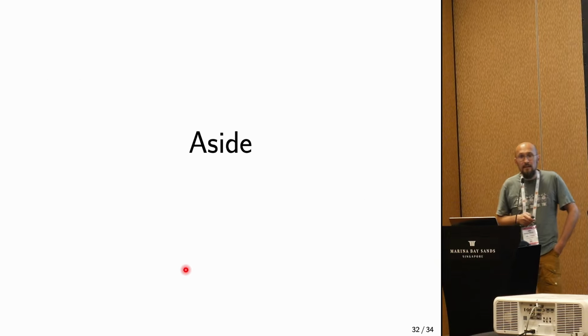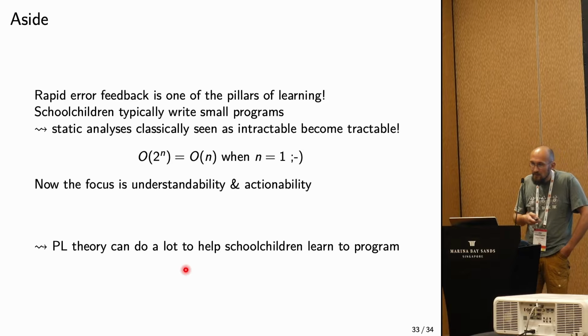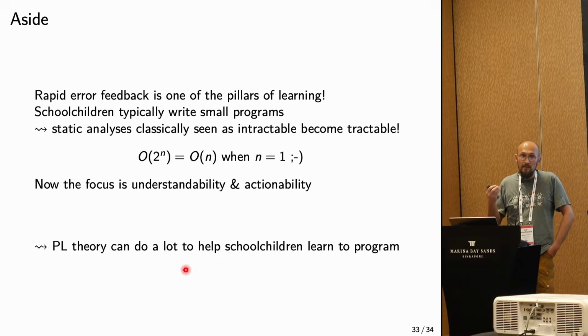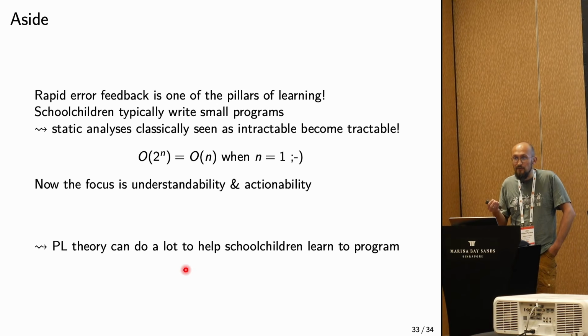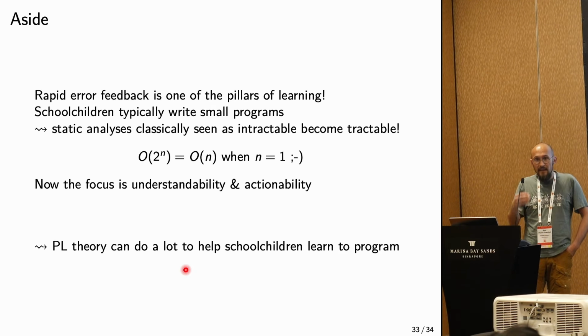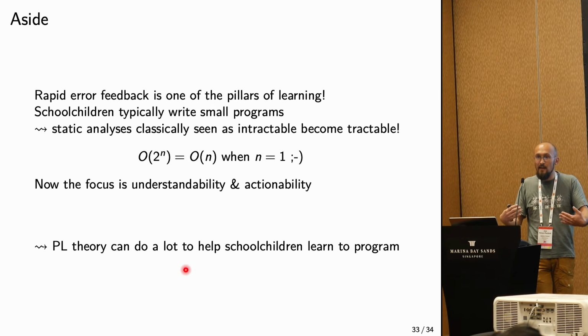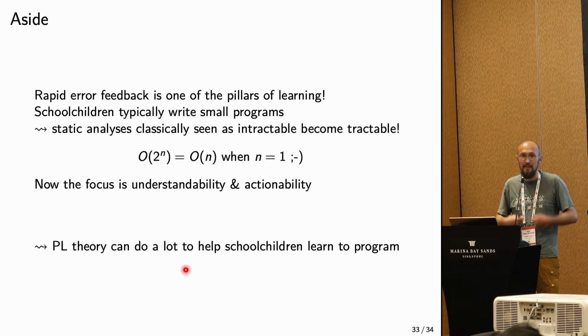And before concluding, I'd like to make a small aside, which I think is also important, which is, I think PL theory can help a lot with children learning how to program. And a silly example of that is, it's well established that rapid error feedback is one of the pillars of learning. The way you learn effectively is whenever you do something wrong, you're told very fast so that a brain can adapt very quickly. And this feedback loop is very important for effective learning.